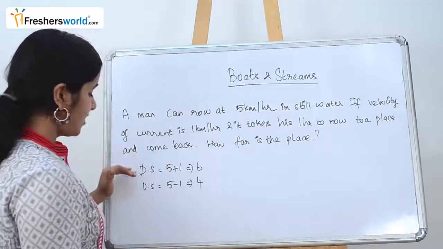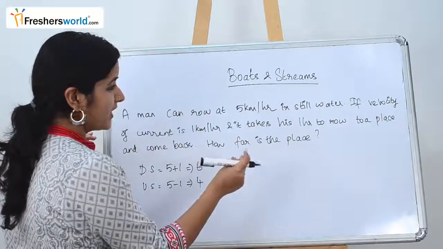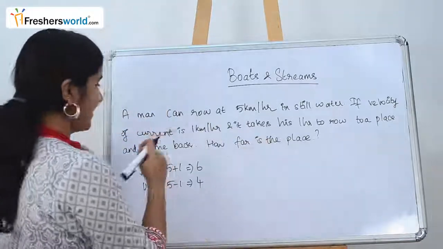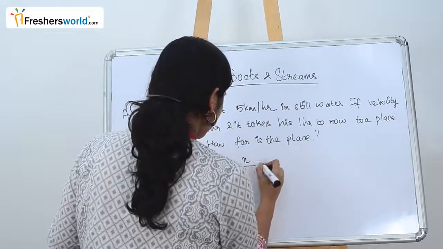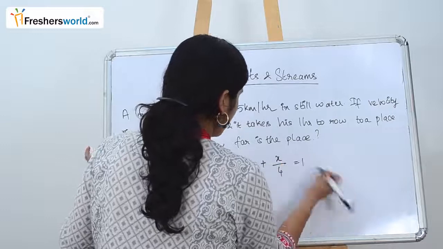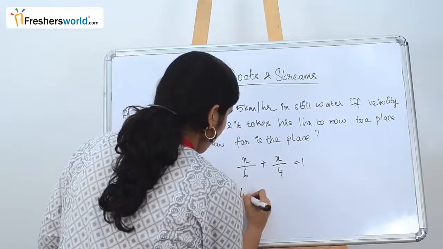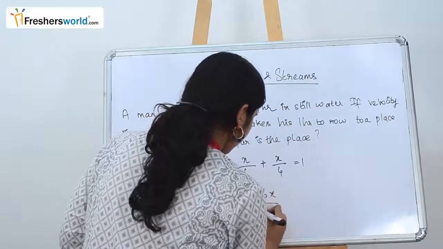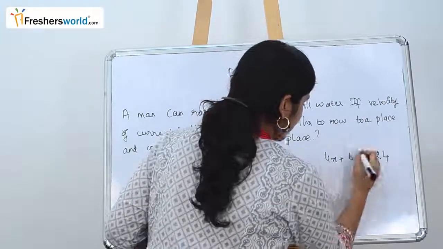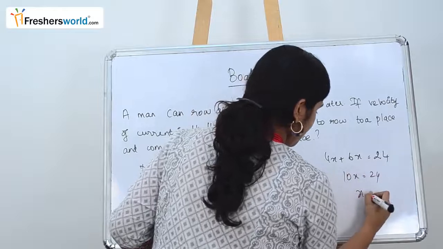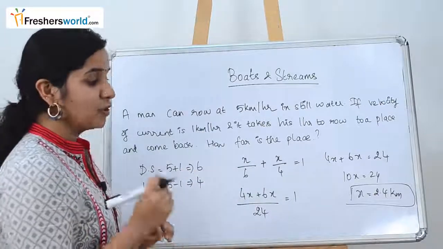So now we know downstream and as well as upstream. So they are basically asking you to find the distance. So they have also told that it takes him 1 hour to row to a place and then come back. So both upstream and downstream, which is nothing but x by 6 plus x by 4 is equal to 1. So once we solve the sum and find x, that is nothing but the distance of the place. So 4x plus 6x divided by 24 equal to 1. 4x plus 6x is equal to 24. Nothing but 10x is equal to 24 and x is equal to 2.4 kilometers. So the distance of the place is nothing but 2.4 kilometers.